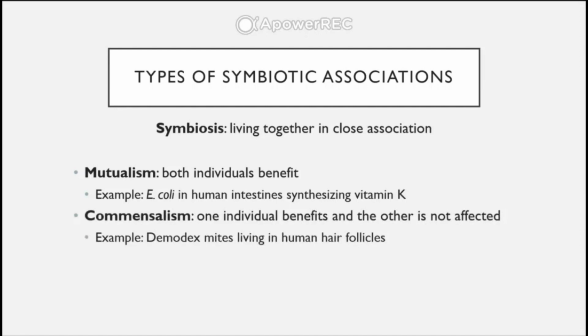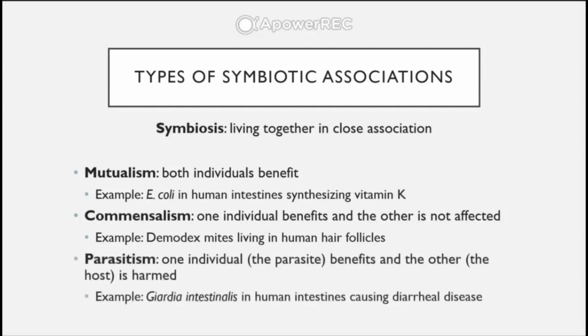Next, we have commensalism. Commensalism is just one of the individuals benefiting and the other is not affected. An example of this would be Demodex mites that live in human hair follicles. Of course, the Demodex mites are benefited by living off of the cellular debris and having a habitat to live in, but humans aren't really affected by their presence or lack thereof. In general, there are special instances where people might have reactions to Demodex mites.